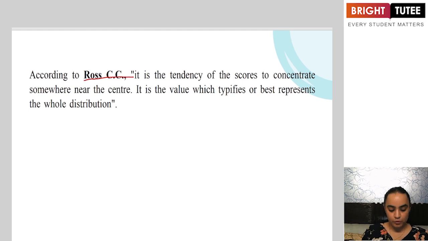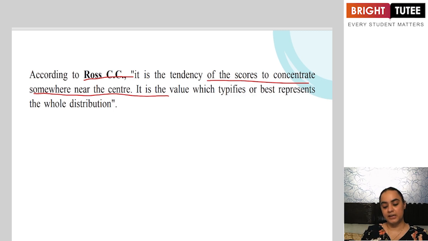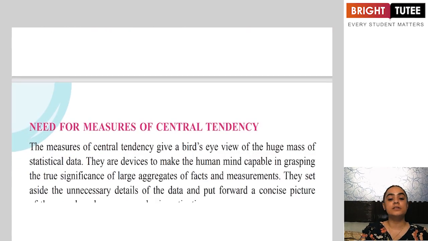Now, according to Ross, measures of central tendency is the tendency of the scores to concentrate somewhere near the center. So this is that value which is going to tell you to concentrate somewhere around the number or the value that you have got. It is this value which is going to represent the entire distribution. So that number that we get is the representative of the entire data.